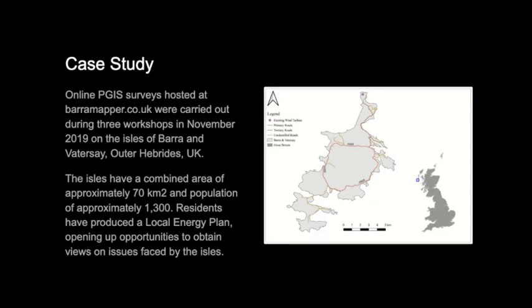So, a bit of background on Barra. The Isles of Barra and Vatersay are the most westerly inhabited isles in Great Britain, and have a combined area of around 70 square kilometres and a population of about 1,300. Barra and Vatersay are 2 islands joined by a really short causeway.